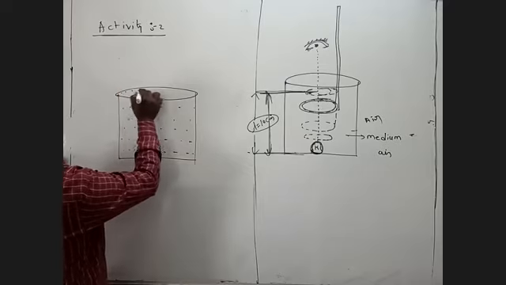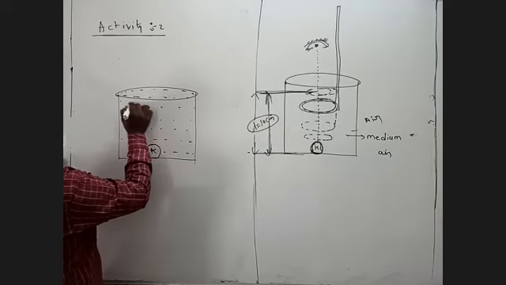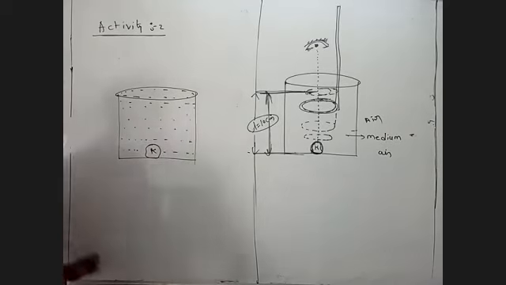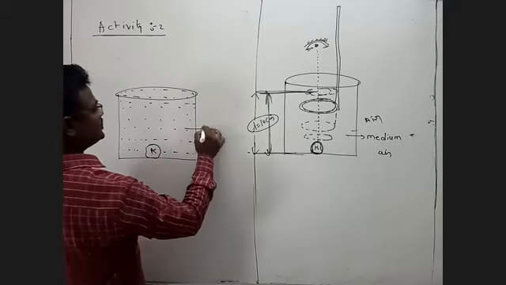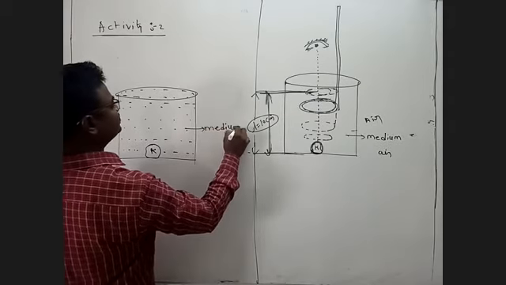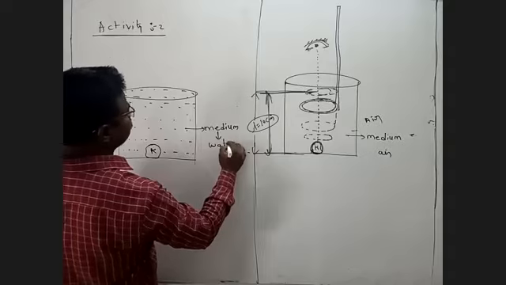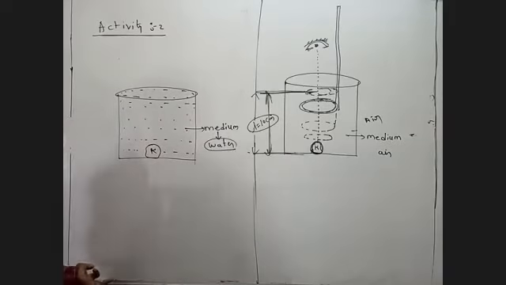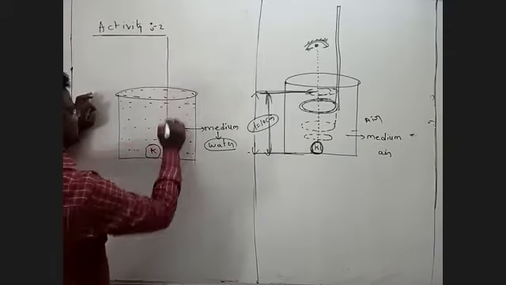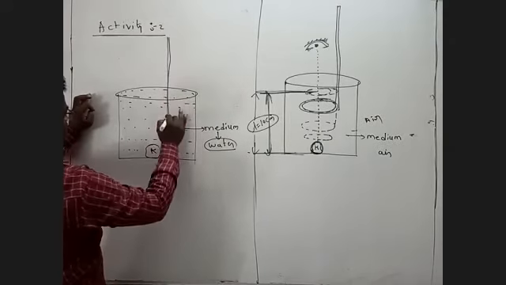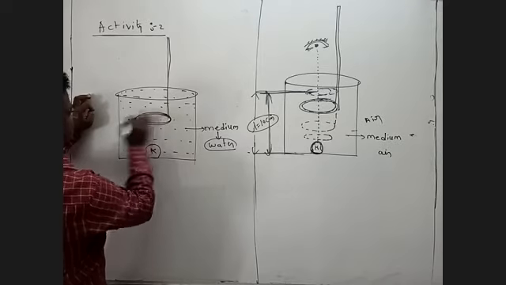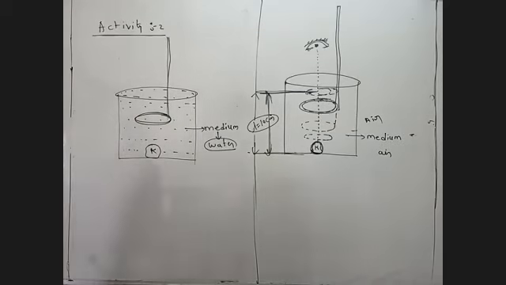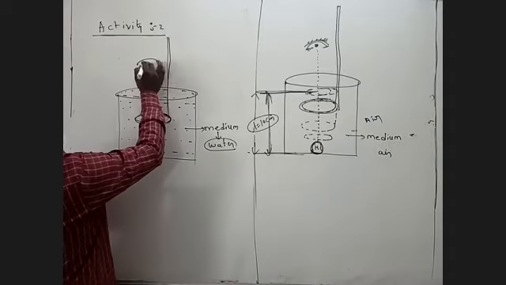The vessel is filled with the water up to here. Now, this is a stick and this is a lens. This is a lens. So I'm at this place.